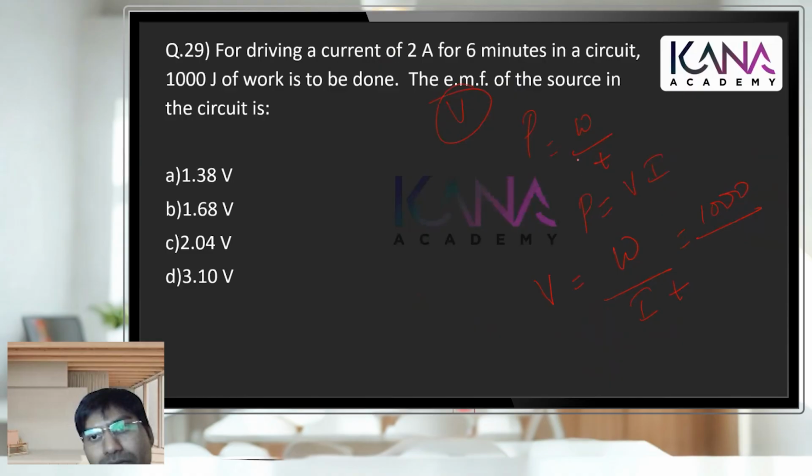P by I. So here in place of P we have put W by T. That's all. So this is the relationship. So if we put in the given values, it will be 2 amps times, and what is the T? T is given as 6 minutes. So 6 minutes will be 360 seconds. So this will be 1.38 volts.